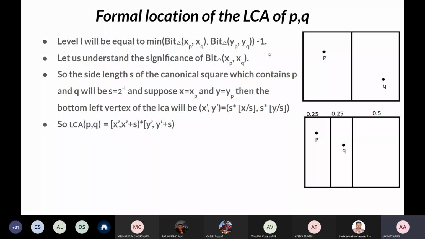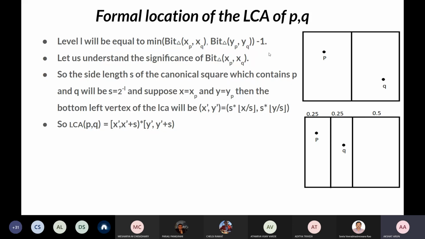So the bit delta is 1 for their x coordinates. That is, in the first level of the tree itself, they were separated. And in the bottom figure, we can see that even after dividing the root square, P and Q were still not separated, and hence one more partition was required. So here their bit delta for their x coordinates will be 2. Similarly, we define bit delta for y coordinates, but now with horizontal partitions instead of vertical partitions.